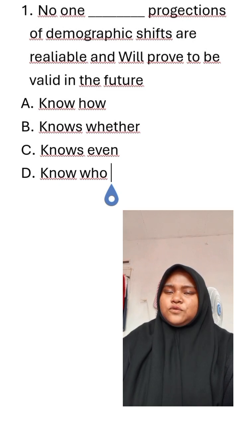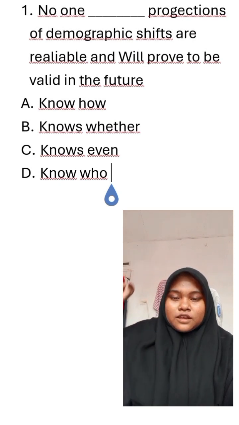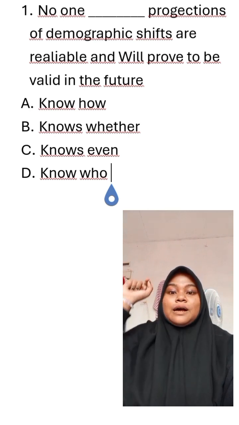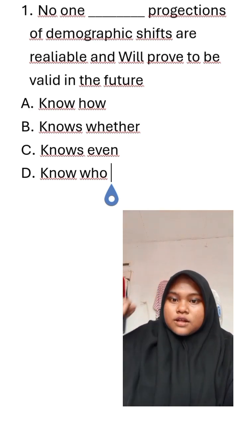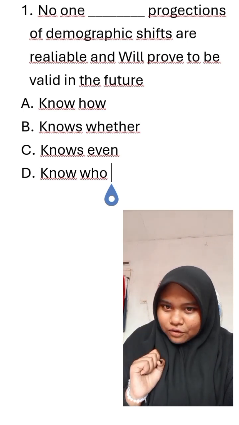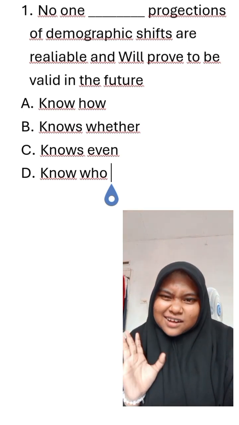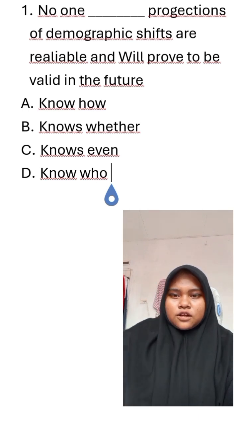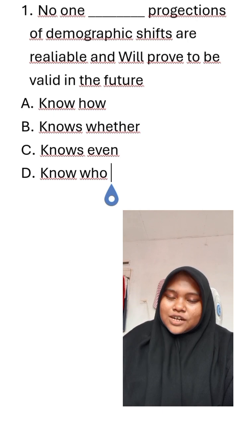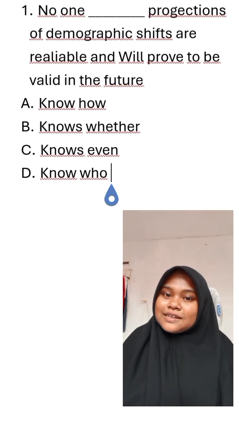So guys, as we can see in this question, the answer is B. Why B? Because the subject is a noun clause, there is a verb, and what we need now is a conjunction. So where is the conjunction? The conjunction is whether. So that's why the answer is B.